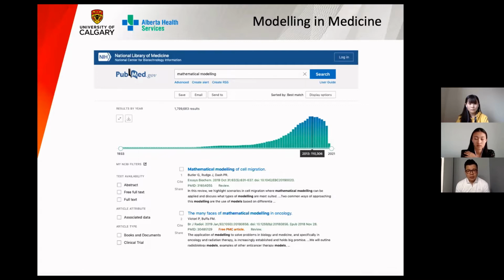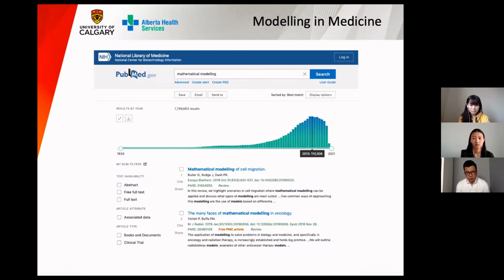up-to-date literature is PubMed. And so when I put mathematical modeling into the PubMed search engine, what's interesting is that they tell you how many papers there are that talk about mathematical modeling in the science world since 1933. You can see that there's really nothing up until more recently, where there's been a trend, and I hovered my arrow above 2013, where there was a peak of 110,000 publications looking at mathematical modeling. Most of these are scientific papers, peer-reviewed usually, other than some letters to the editors or some reviews. And you can see the second paper that is the hit is The Many Faces of Mathematical Modeling in Oncology.